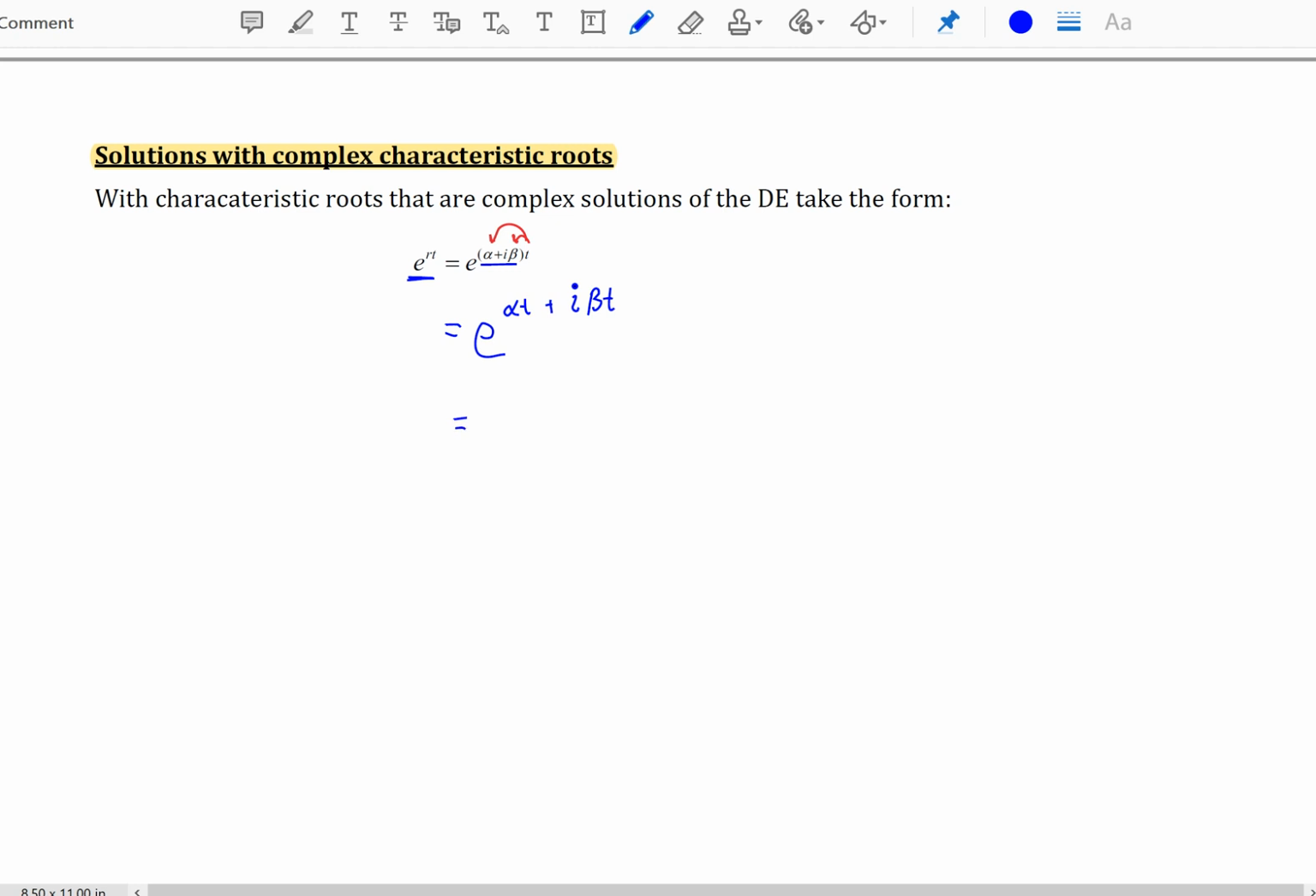Using rules of exponents, we can rewrite this as the product of two exponentials of the form e to the alpha t times e to the i beta t. Recall that when you're multiplying two exponential expressions that have a common base, we add our exponents to obtain our previous line.